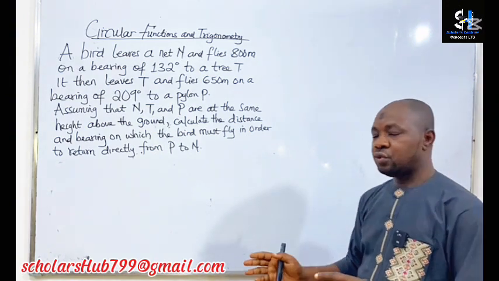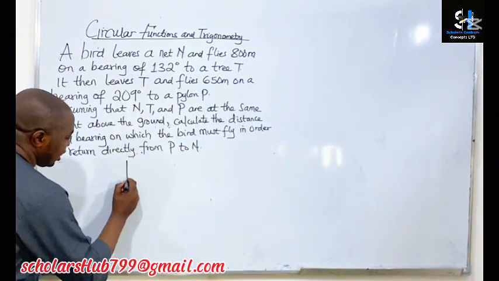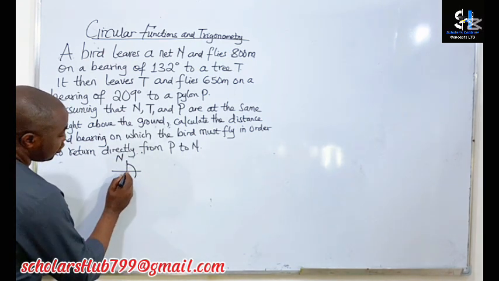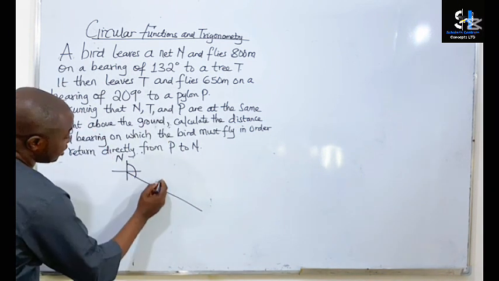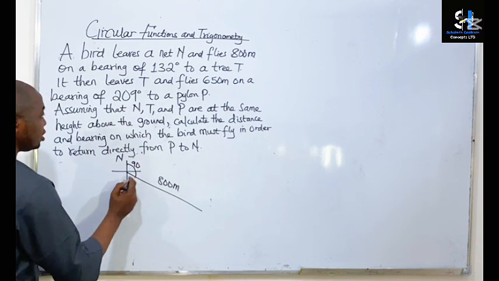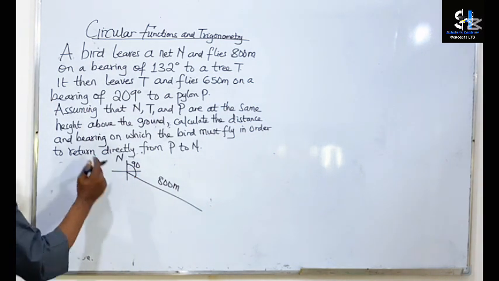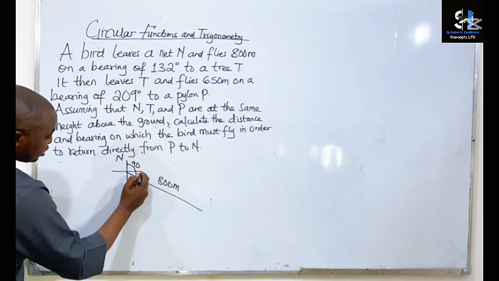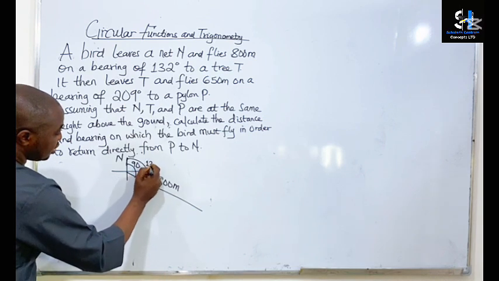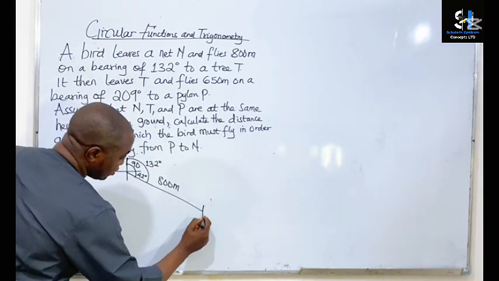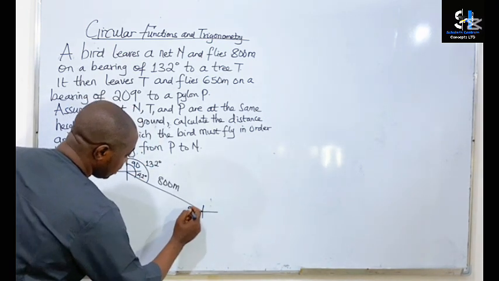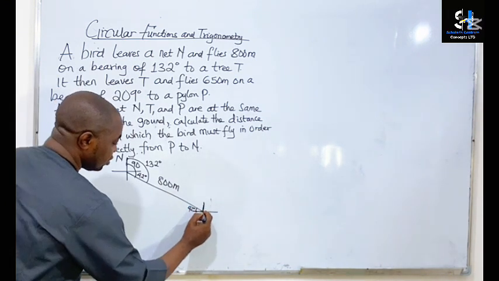First thing first is to draw the diagram. So we start with N. N flies 800 meters to T. This is 90, so this will be 42 degrees, and that's 132 degrees. All the angles from N is now 132 degrees. So this comes here, and this will be 42 degrees as well, alternate angle. So this will be T.